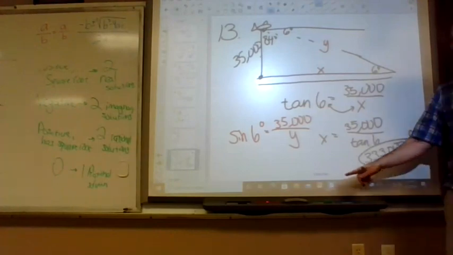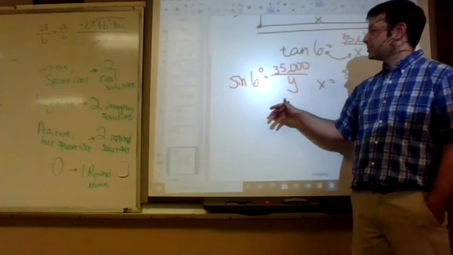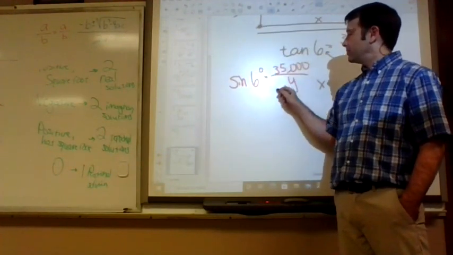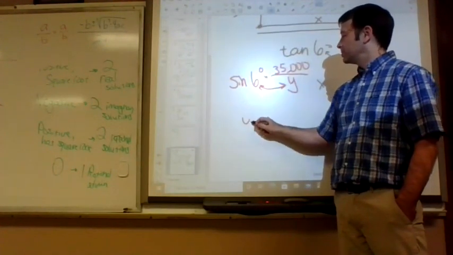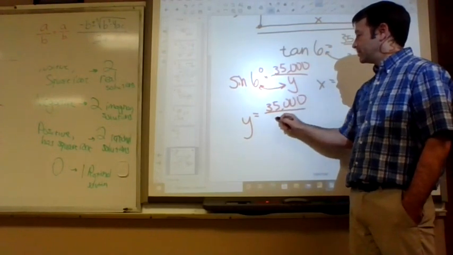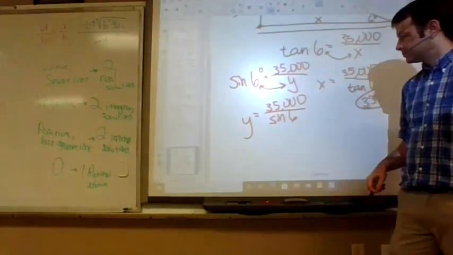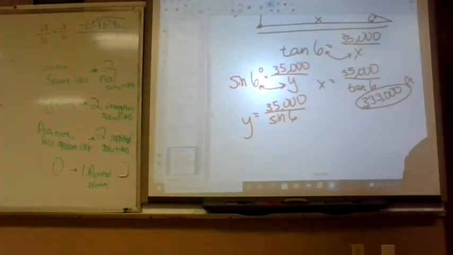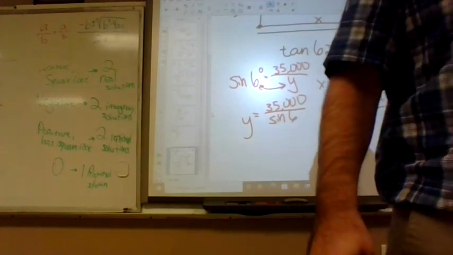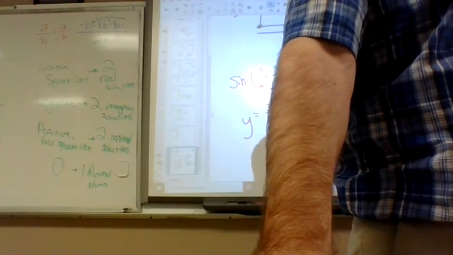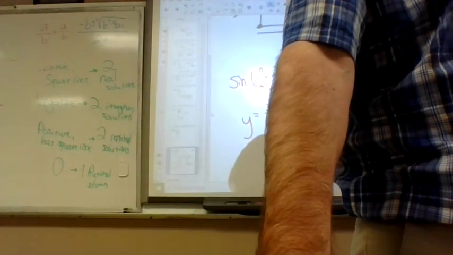Wait, are we not done? No, there's a second question. What's the air distance between the plane and the airport? So these two switch. y equals 35,000 divided by sine of 6. Did you get 334,837 feet? They put 335,000. It's the approximate.